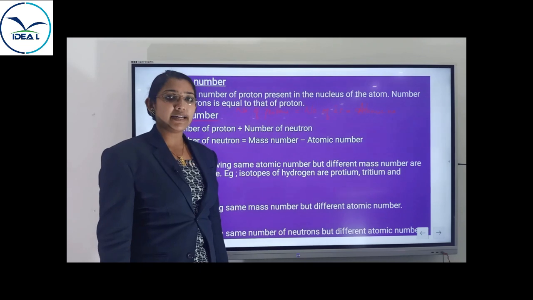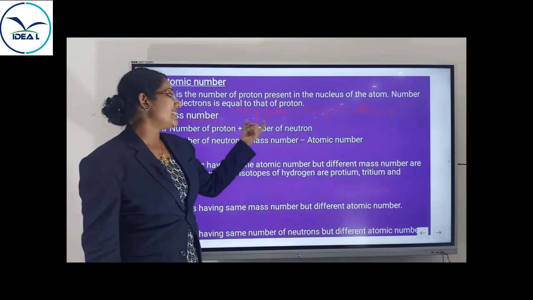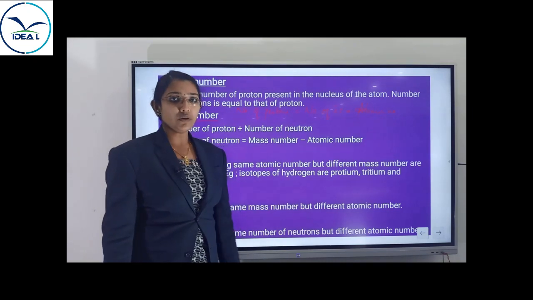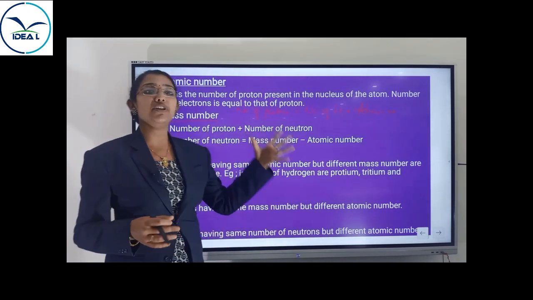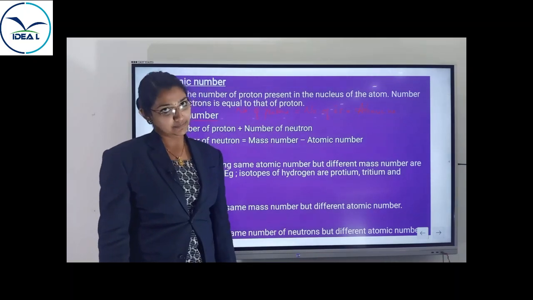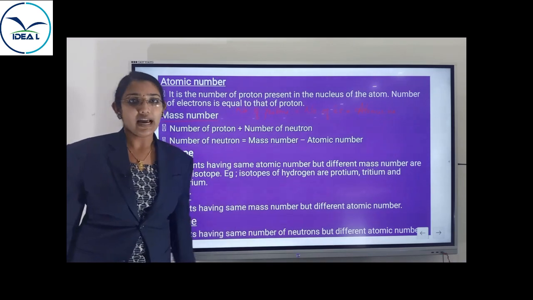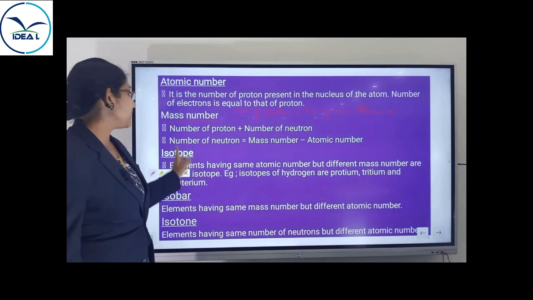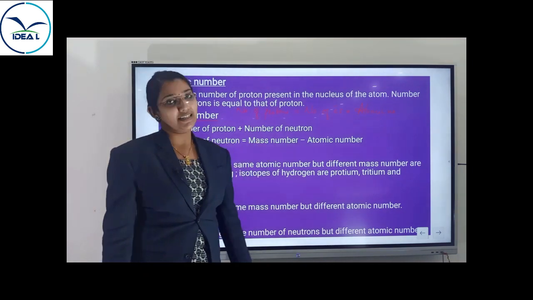Then the next term is mass number. What is meant by mass number? Number of protons plus number of neutrons. So mass number means the sum of protons and neutrons in an atom. Mass number is the sum of protons and neutrons in an atom. Then number of neutrons equals mass number minus atomic number.